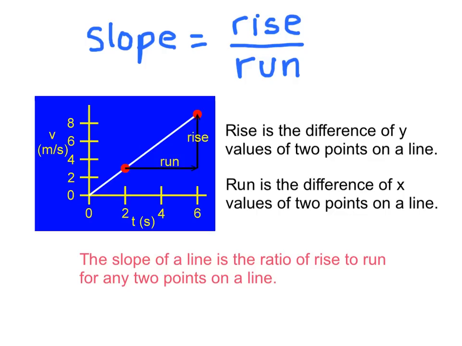So this leads us to the definition of slope. The slope of a line is defined as the ratio of rise over run. The rise is the difference of the y values of any 2 points on a line. The run is the difference of the x values of any 2 points on a line. So we can say that the slope of a line is the ratio of rise to run for any 2 points on a line.